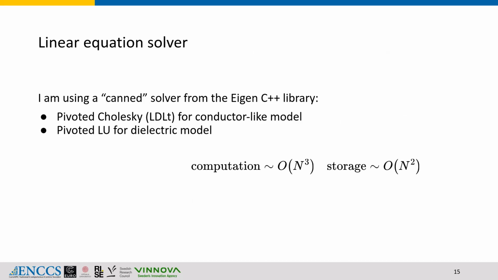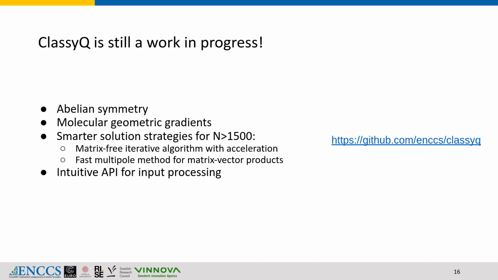So the last ingredient is the linear equation solver. At the moment, I'm just using a canned solver, meaning I have a library, so BLAS and LAPACK again, to do either pivoted Cholesky for a symmetric positive definite operator, like the conductor-like model, or LU decomposition. This is not very smart though, because this is n cubed for the computation, and I have to store the matrix, so it's n squared. So this is pretty much still a work in progress.